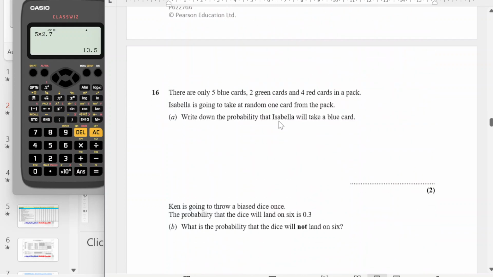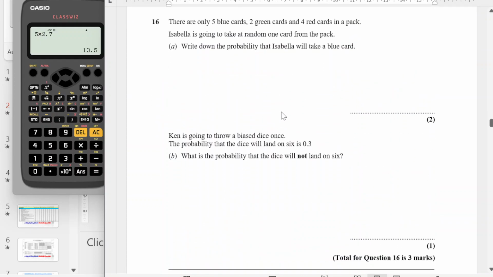Okay, question 16. There are only 5 blue cards, 2 green cards, 4 red cards in a pack. Isabella is going to take at random 1 card from the pack. Write down the probability that Isabella takes a blue card. So we've got 5 blue cards out of the total number of cards, which would be 5 plus 2 plus 4. So it's going to be 5 out of, use your calculator if you want to, but 5 out of 11.